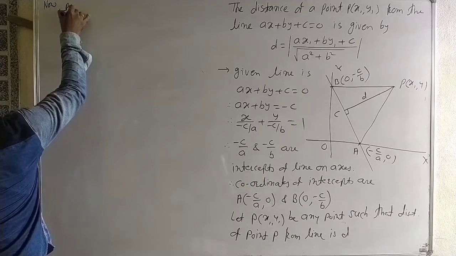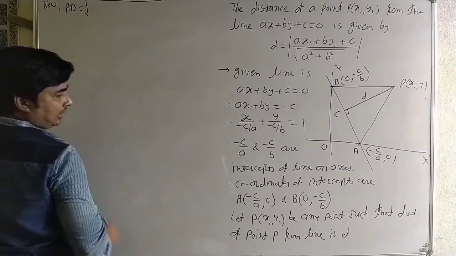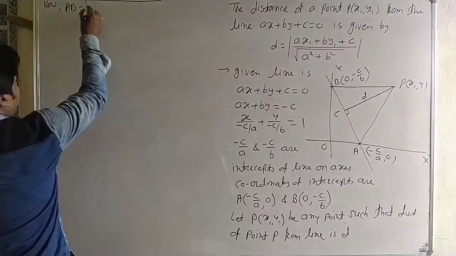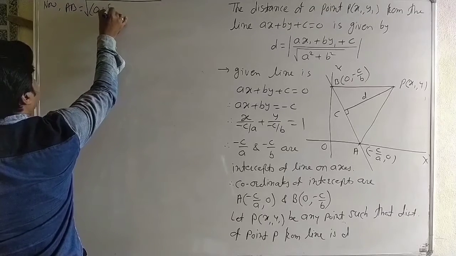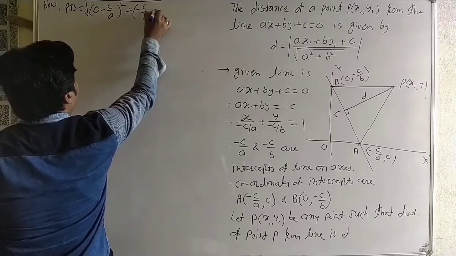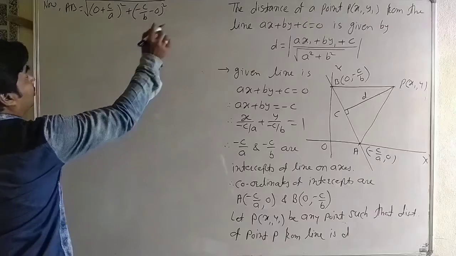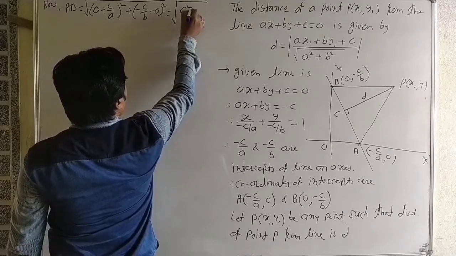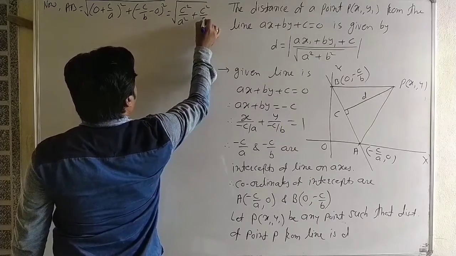Now AB is equal to under root of (x2 minus x1) whole square plus (y2 minus y1) whole square. Okay, x2 minus x1 whole square, 0 minus c by a, that is c by a whole square, plus minus c by b minus 0 whole square. Okay, it is by the distance formula. Now we take the calculation. It is under root of c square upon a square plus c square upon b square.